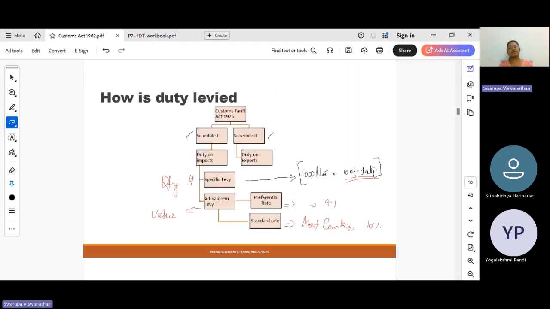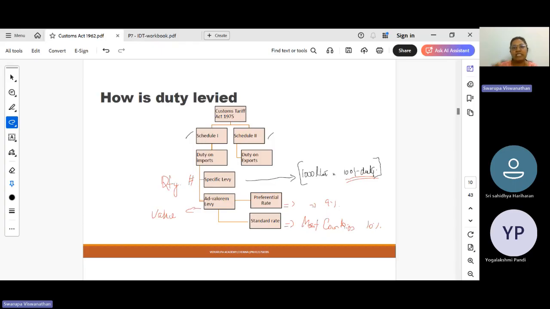Okay. Customs duty, there are two schedules, Schedule 1, Schedule 2. Schedule 1 is duty on imports and Schedule 2 is duty on export. Duty on import can be divided into two. One is specific levy where based on the quantity, the levy will be fixed. Like for 1,000 kilos, this is the amount of customs duty to be paid. So that is specific levy.